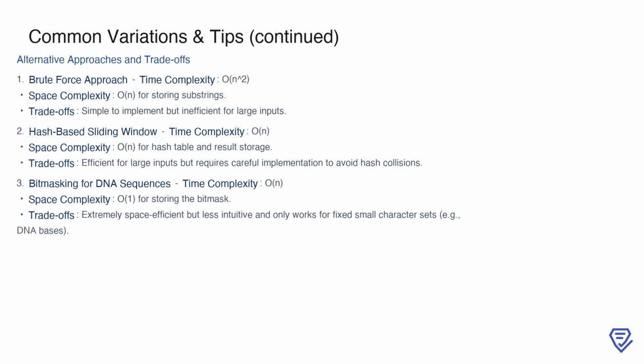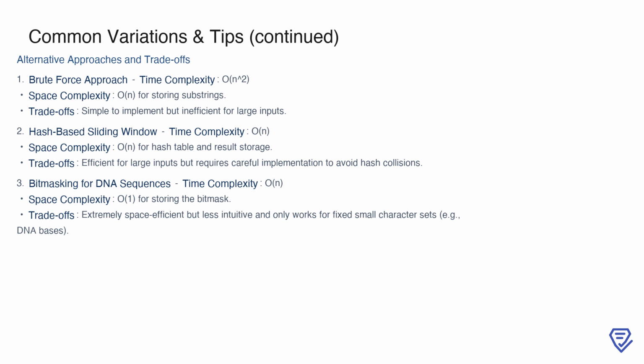It's much more efficient for larger strings but requires careful implementation to avoid issues like hash collisions. For even greater space optimization, bit masking can be used, particularly for DNA sequences or fixed small character sets. This approach achieves O(n) time complexity with a remarkable O(1) space complexity for storing the bit mask. However, it's less intuitive and limited to specific use cases, making it less flexible compared to other methods.